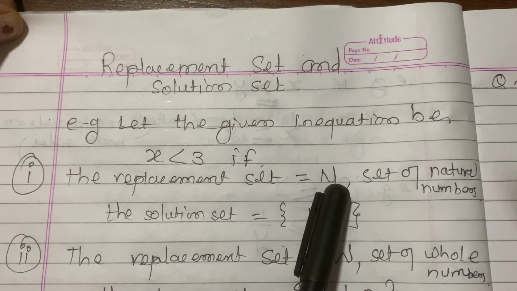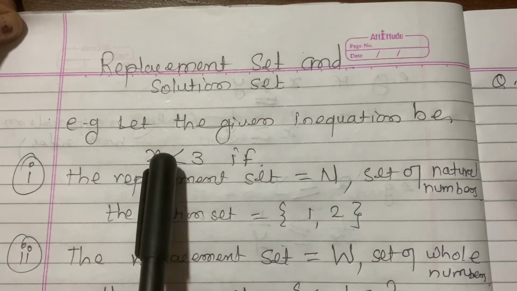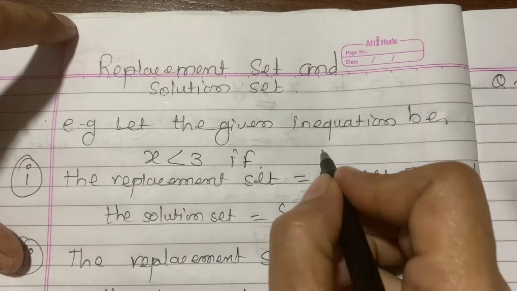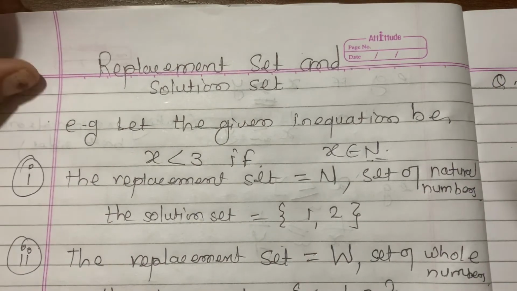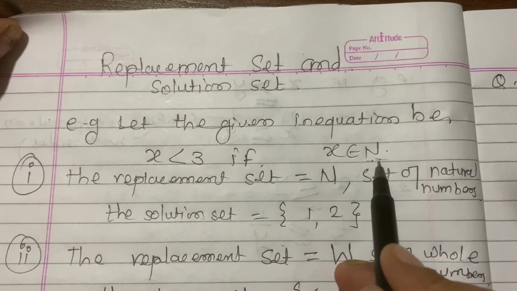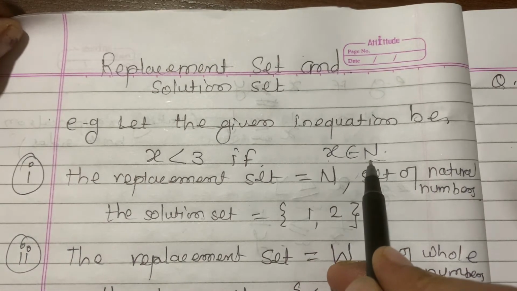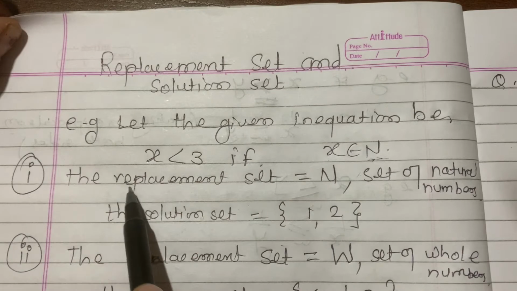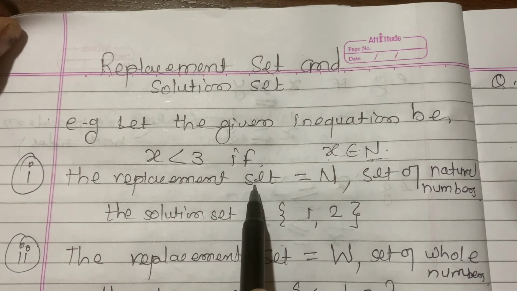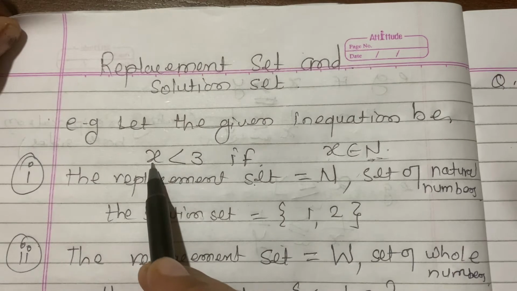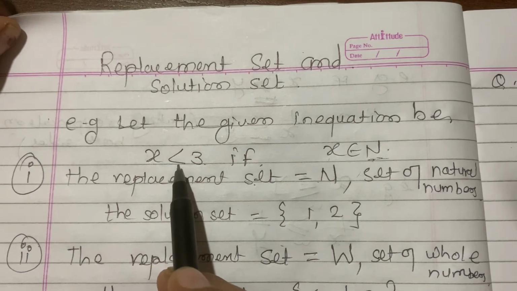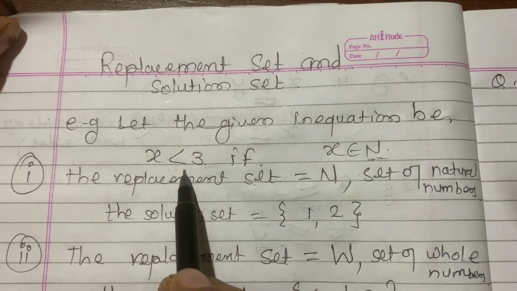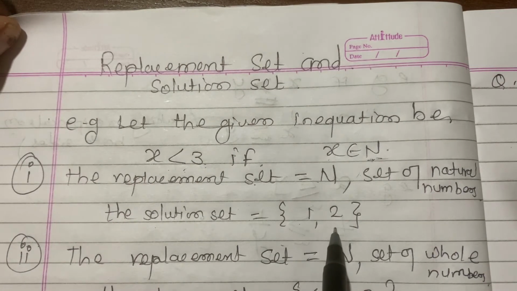Natural numbers start from 1 to infinity. As they are telling that x belongs to N, x is from the set of natural numbers. The values of x are selected from the set of natural numbers, and that set is called the replacement set. In that set, if x is less than 3, the values of x are 1 and 2. Why? Because only 1 and 2 are less than 3. They satisfy this inequation, so the solution set is {1, 2}.